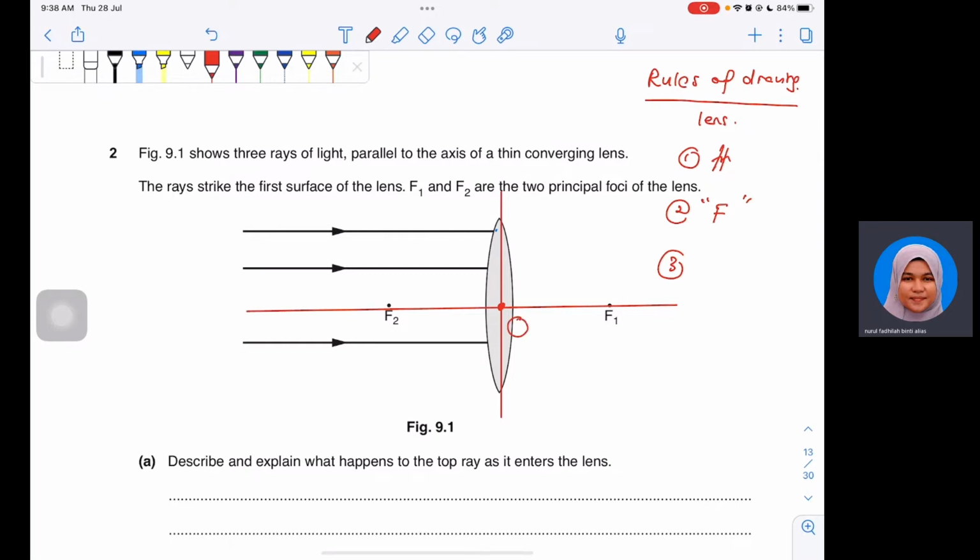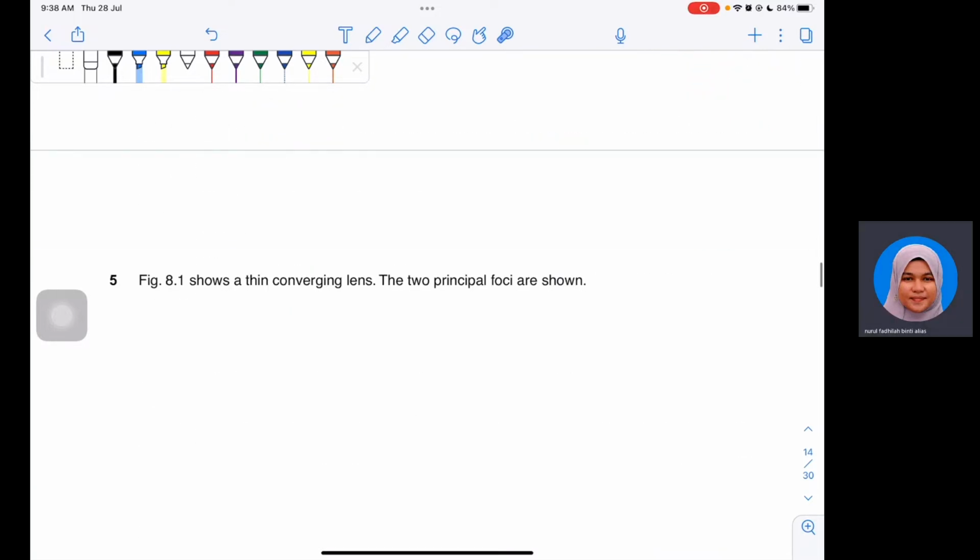O is the optical center. You must know every detail of this. What F is, what O is, the line, all of that. So O is O. It means that when I say these are the rules of drawing a lens, you must follow this one. If the question just gives, for example, is there an example?